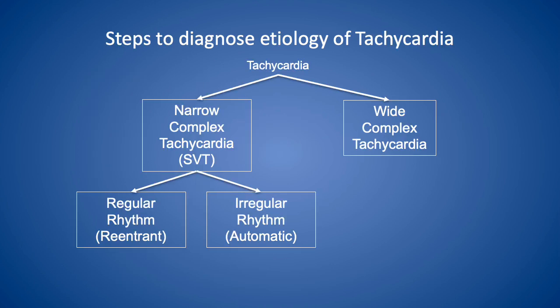So, the steps to diagnose tachyarrhythmia. We talked a little bit about the two broad topics of narrow and wide. When we look at the different types of narrow complex tachycardia, we can break it into two categories: regular rhythm or irregular rhythm. Those would be a regular rhythm that's reentrant or an irregular rhythm that would be automatic. So let's talk a little bit more about the automatics.